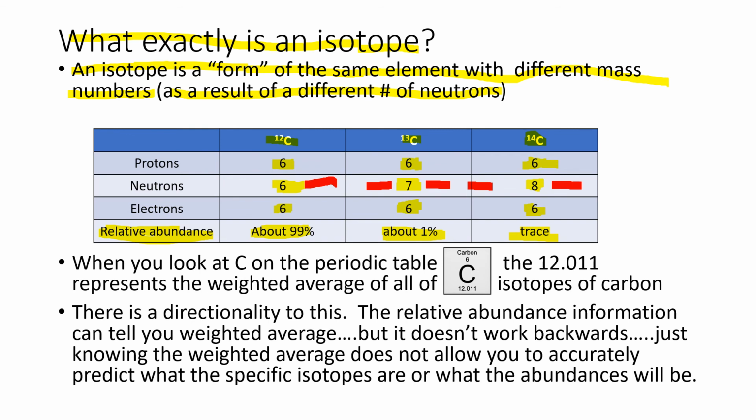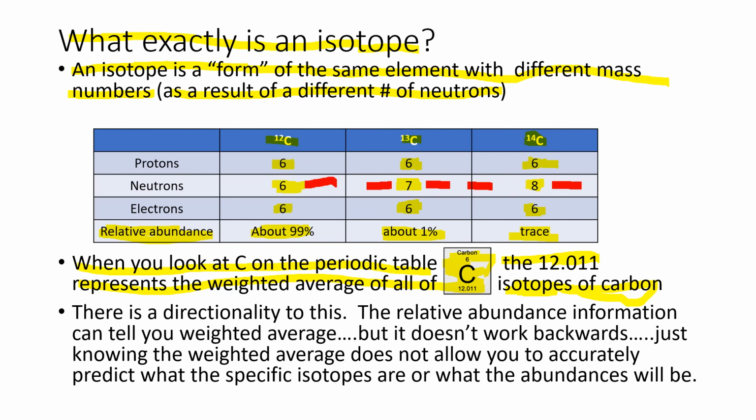So now we have to relate some of this work that we've done with these isotopes back to what we've been seeing on the periodic table. When you look at carbon on a periodic table, this is kind of what you're looking at. And you see 12.011. What that 12.011 represents is the weighted average of all of the isotopes of carbon.